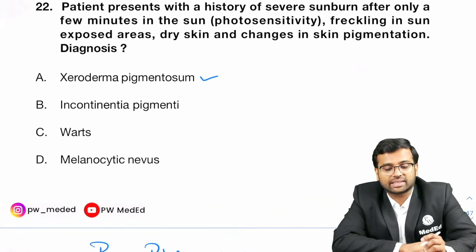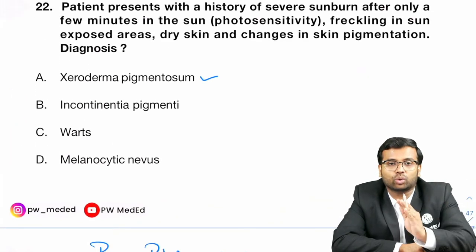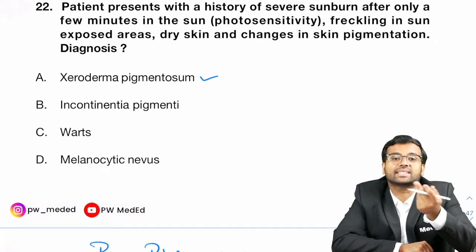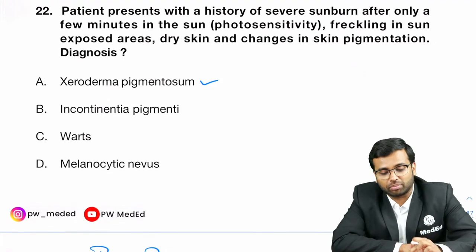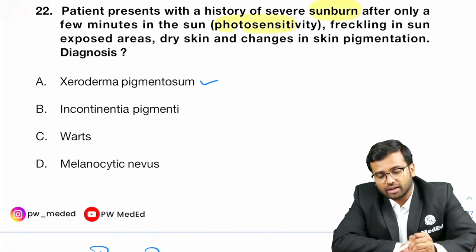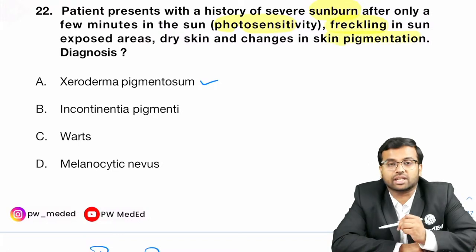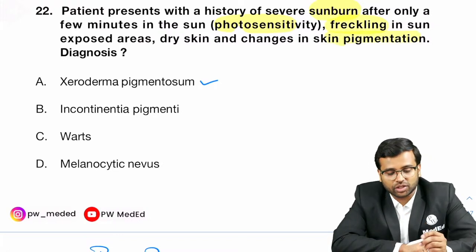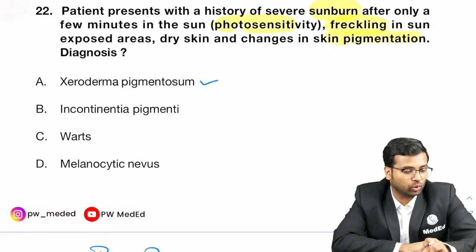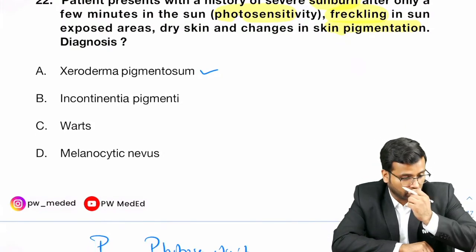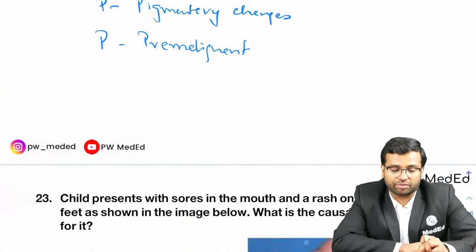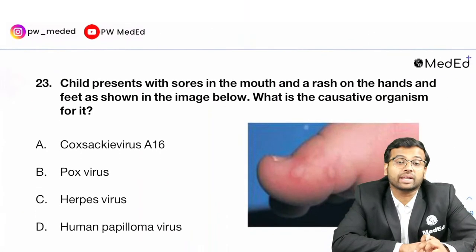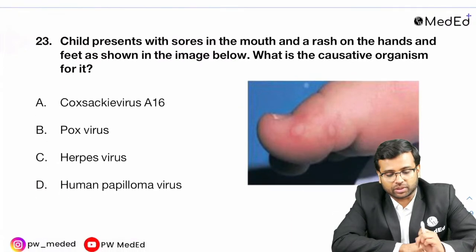Now what is happening? Xeroderma, if you divide it into two, xerosis means dry skin. So dry skin with pigmentation is called xeroderma pigmentosum, where the patient can have a severe photosensitivity and there may be some freckling and changes in the skin pigmentation. So that is going to be xeroderma pigmentosum. Yes, so this is going to be a mutation of nucleotide excision repair defect as well. So that is going to be xeroderma pigmentosum.